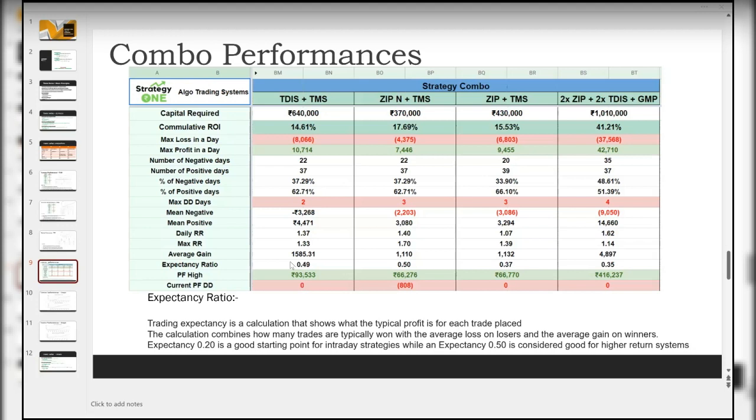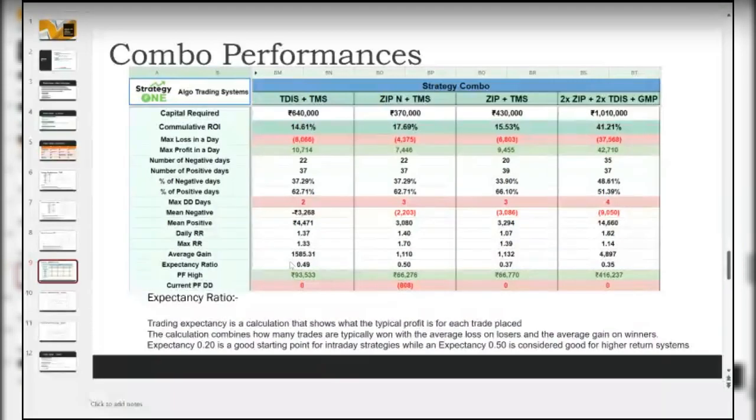So what does it mean? 100% of the allocation is towards non-directional. You see a TMS plus ZIP N, which is a 370K kind of portfolio, where you have about 15 to 20% allocation into a directional strategy, and the rest into a non-directional strategy like TMS. So that will have the returns that we're talking about here, about 17% return over these 59 days as well.